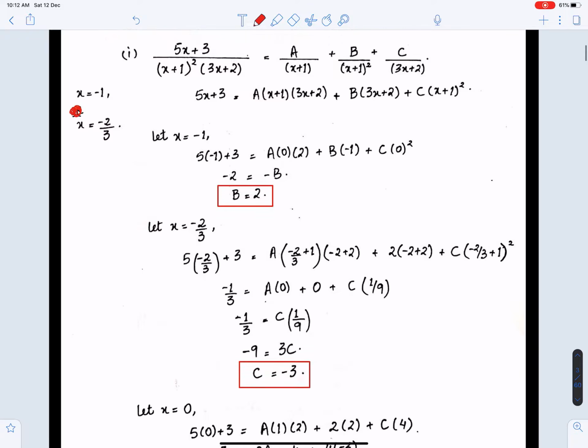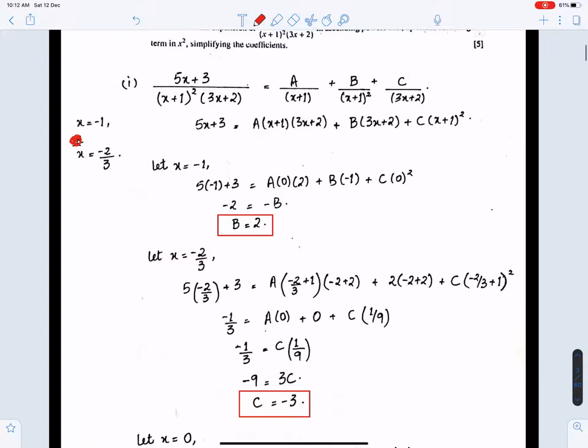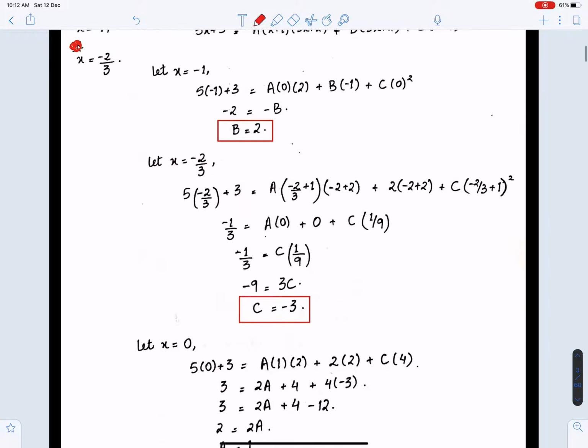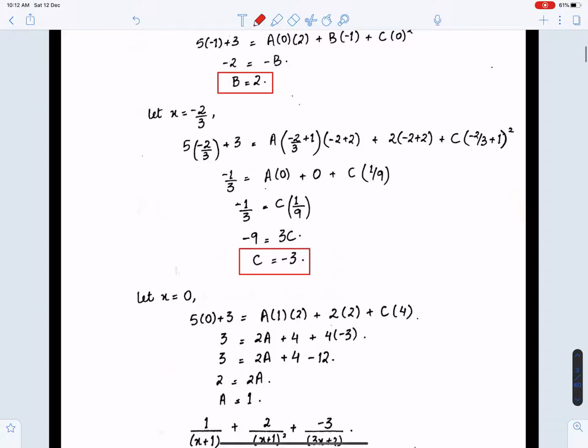And for a, you can suppose any value of x which will make the calculation simple. So the best value of x is 0. So by supposing x is 0, we can have the value of a, which is 1.